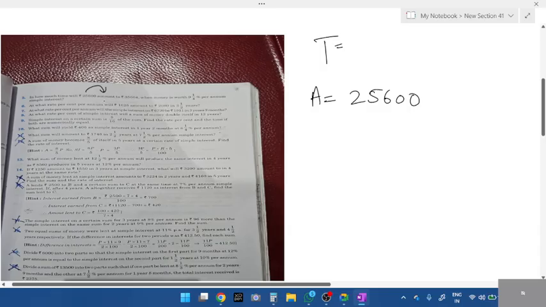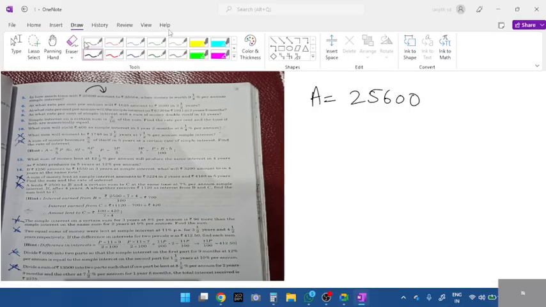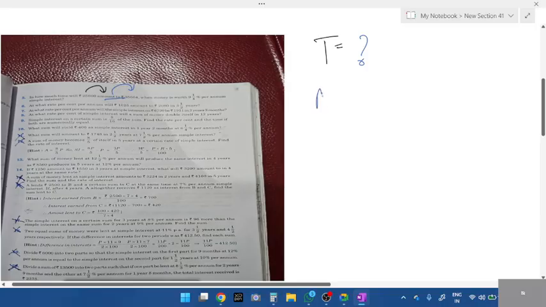Whenever the word amount is given, no, sorry. Time we need to find. 25,600 amounts to how much? Tell me. 35,664. Which is greater? 35,000 is greater or 25,000? So that is the amount, 35,000.